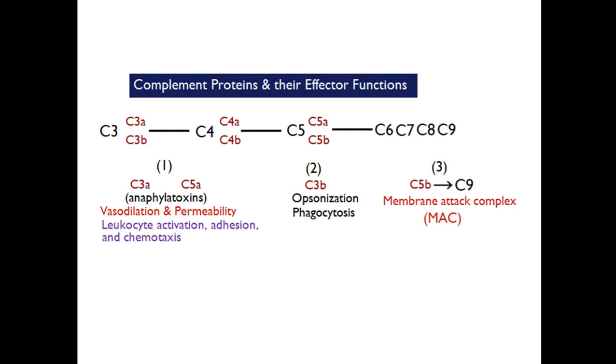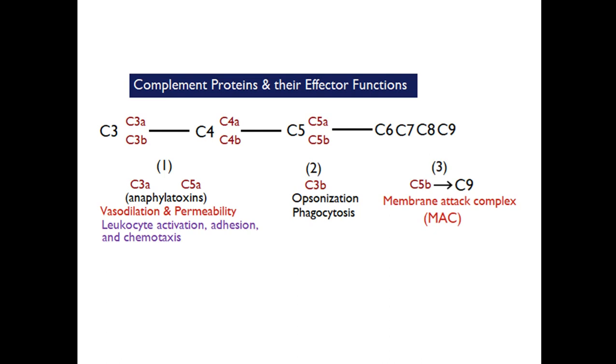For example, the C3a and C5a are strong anaphylatoxins, and they cause breakdown of the mast cells and cause the release of histamine, which causes strong vasodilation and increased blood flow. They also increase, particularly the C5a, the permeability of the blood vessels, and in this way the inflammatory cells and fluid leave the blood and go into the extravascular space. They are also involved in leukocyte activation, adhesion, and chemotaxis.